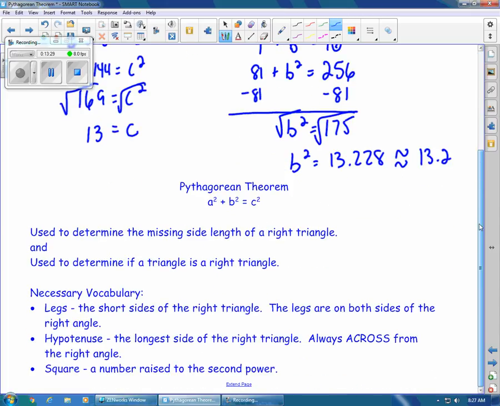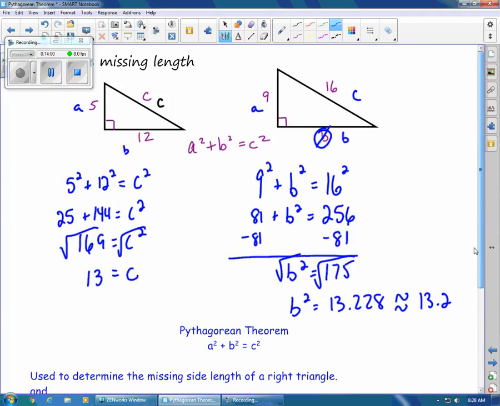Okay, here's some notes. The Pythagorean theorem, a squared plus b squared equals c squared. It's used to determine the missing side length of a right triangle and used to determine if a triangle is a right triangle. The necessary vocabulary: legs are the short sides of the right triangle, on both sides of the right angle, and the hypotenuse is the longest side of the right triangle. It's always across from the right angle. Squaring a number is a number raised to the second power, so that's like the number times itself. Okay, moving right along.